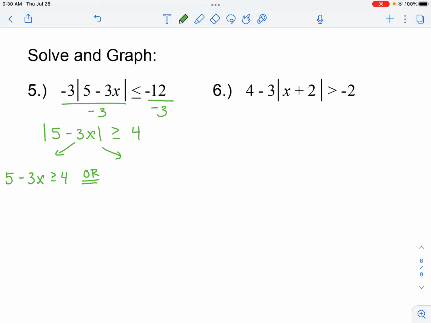Now, when I do the second case and I negate, I've got to be careful. If I negate the inside, I just write -5 plus 3x, and it's still greater than or equal to 4. That's my recommendation, that you negate the inside of the absolute value. If you negate the opposite side, be very careful. That would be 5 minus 3x, and because I'm negating outside, I would have to flip this around.